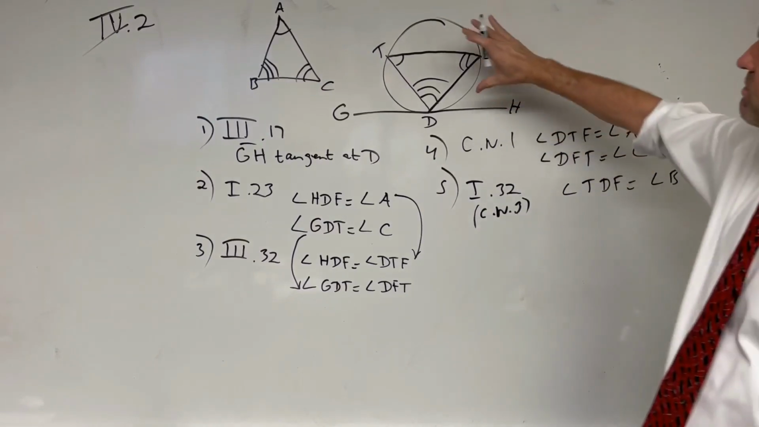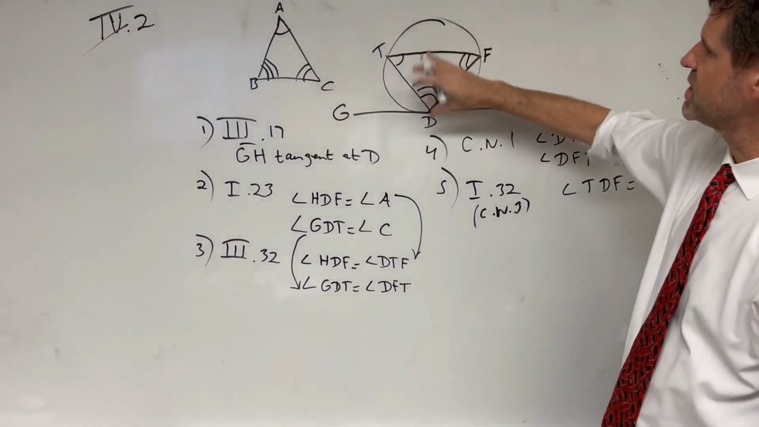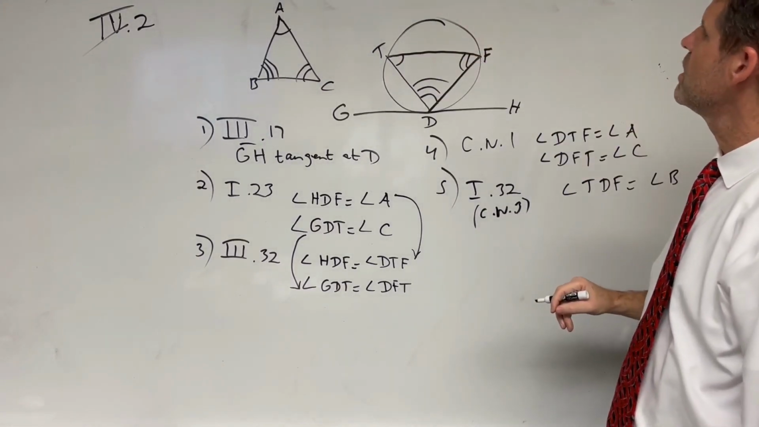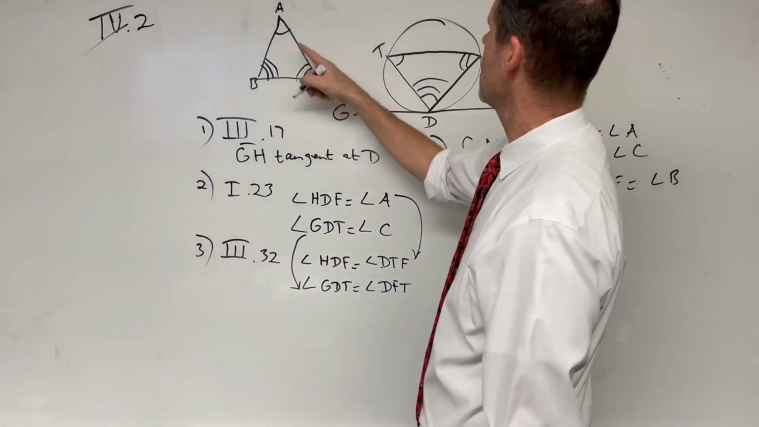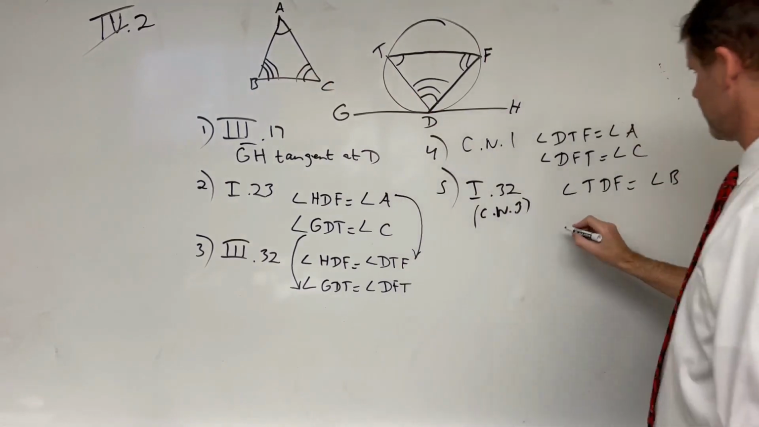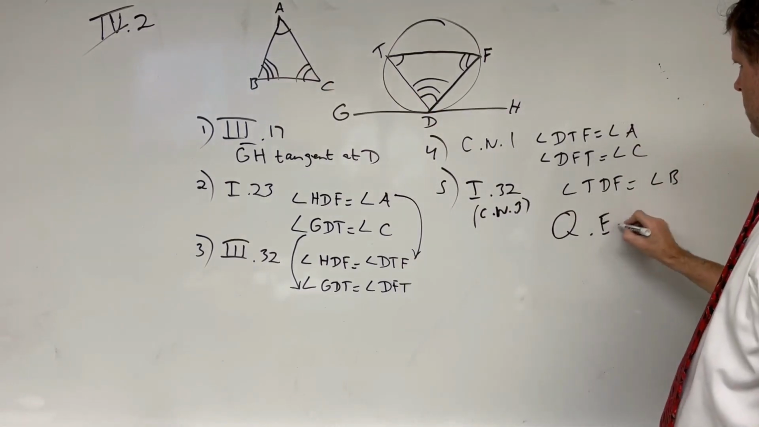And therefore, in our given circle, we have inscribed a triangle TDF that is equiangular with our given triangle ABC. Q.E.D.